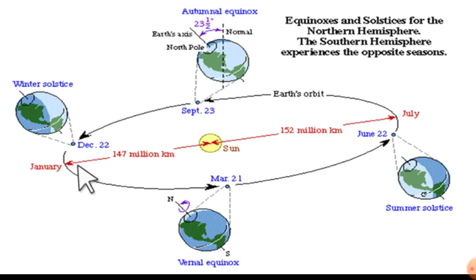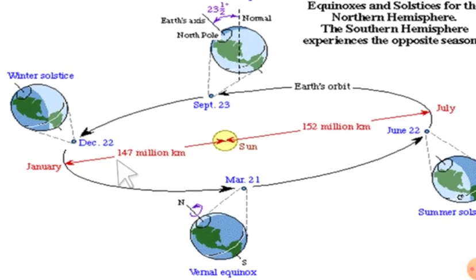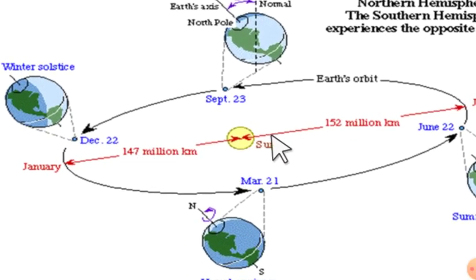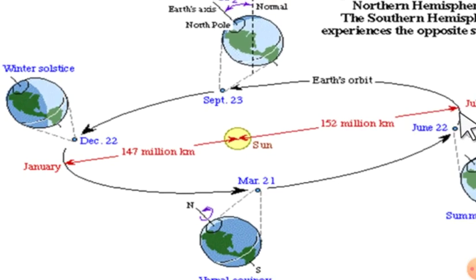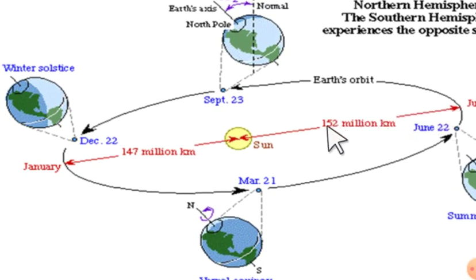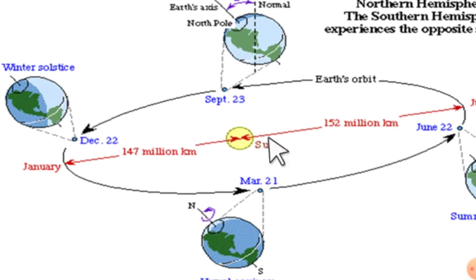This distance, suppose, is 147 million kilometers, and the distance between the sun and somewhere here on the other part of the major axis, I mean the other part of the ellipse on the major axis, will be around 152 million kilometers. So there is a difference here. This one is shorter and this one is longer, right?